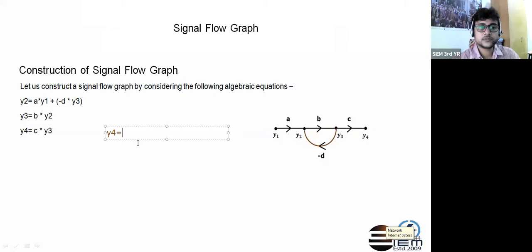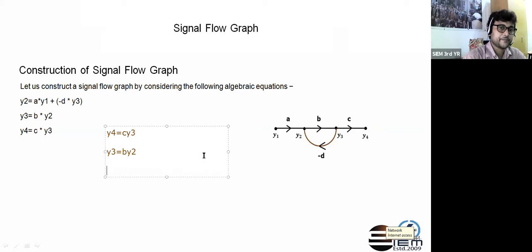So y4 equals c into y3. And then what is y3? Y3 is the value which is coming from all the input values. We should not talk about the output values. Y3 is a value which is coming from the input values. So y3 equals b into y2.